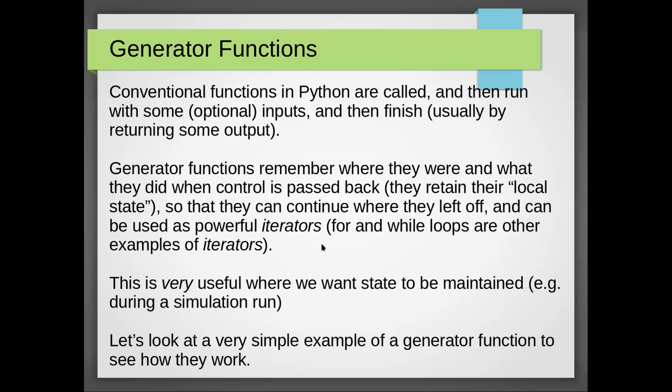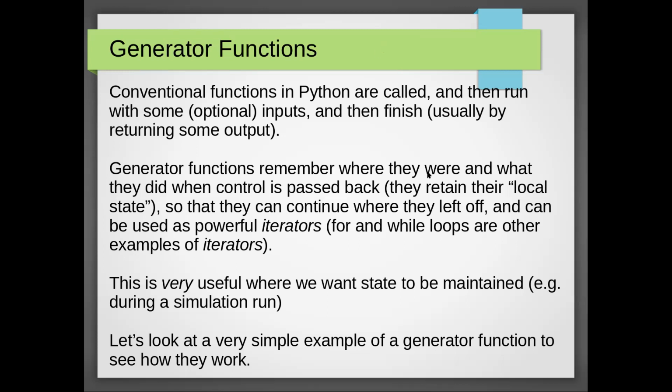Generator functions are similar, but very different. A generator function is like a normal function, except it remembers where it was when control is passed back. The reason it does that is so that when it resumes, it can continue exactly from where it left off. Because of that, they can be used as powerful iterators. Now, you've already seen some examples of iterators in Python, we just didn't really call them that. Things like for and while loops are other examples of iterators that you have encountered, something which you iterate through within code. A generator function is an example of an iterator. This is really useful when we want a state to be maintained, for example, during a run of a simulation.